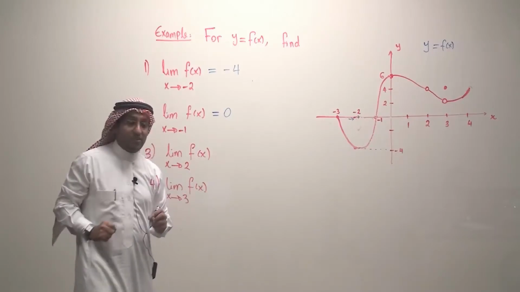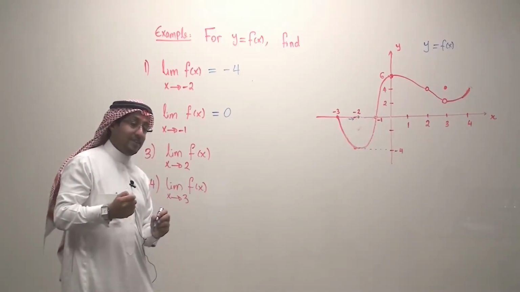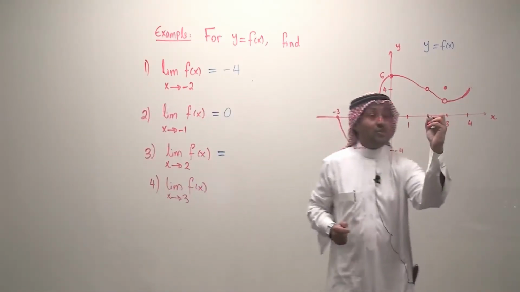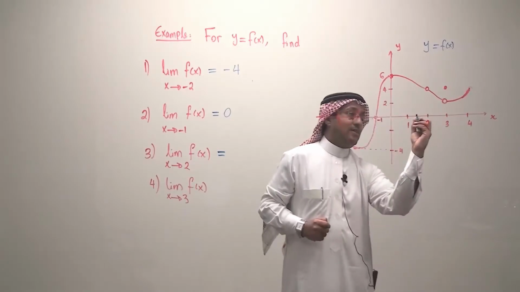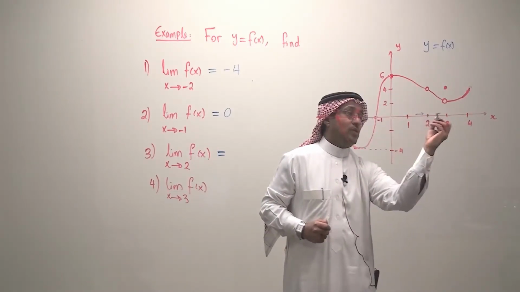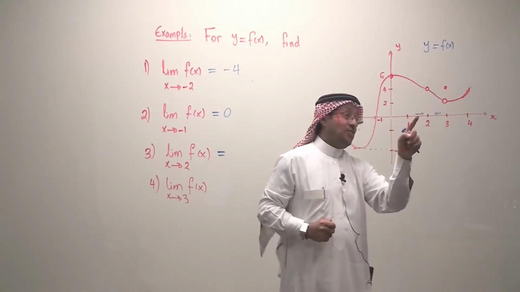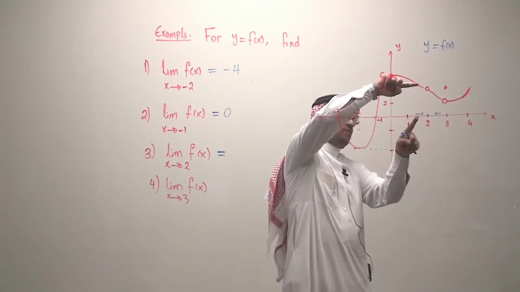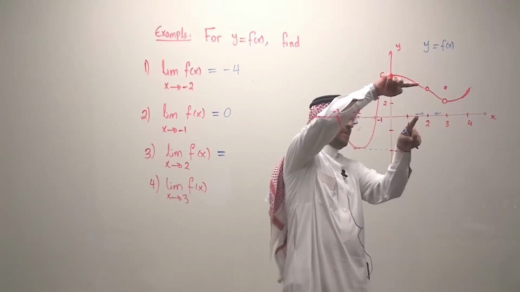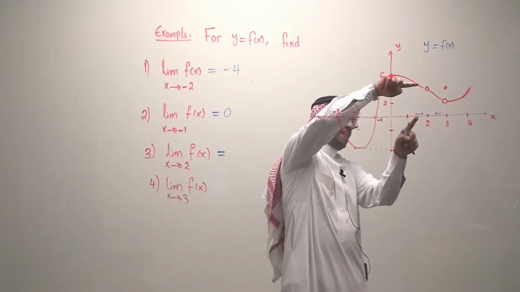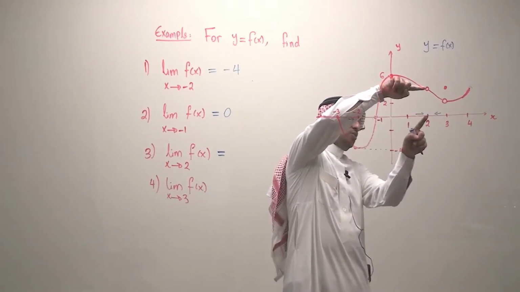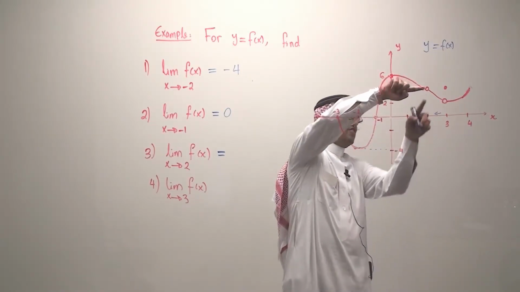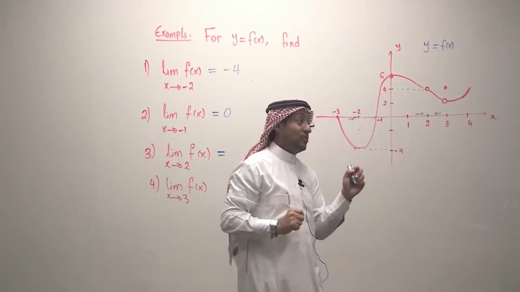Now the third question is, what is the limit of the function as x goes to 2? Now as x goes to 2, this is 2, right? When x goes to 2 this way or this way, you just follow the curve. Have one finger for x and the other finger for the value that corresponds to this x. So you see here, as you get closer and closer to 2, you are getting closer and closer to what? To 4. Yes, the function is not defined at this point x equals 2.